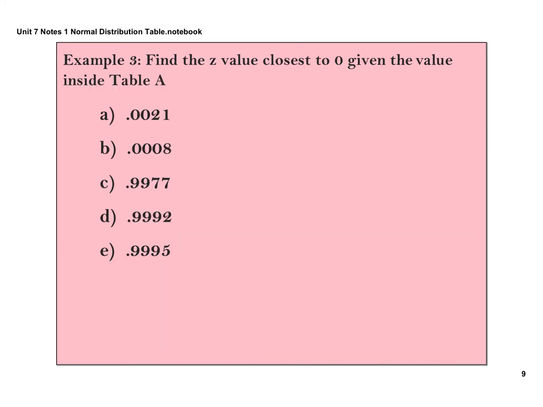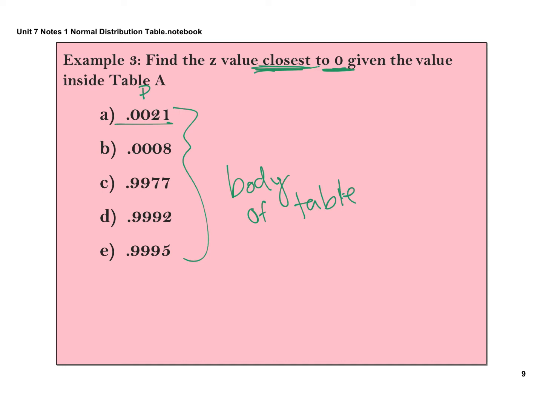Okay, now let's talk about finding something that's closest, because you might not find an exact value within your table. You might have to get a little bit more creative or look at something that's closest to it. So find the value closest to the given value inside table A. So this again is a p-value. I'm looking in the body of the table. And the question is, what z is closest? Okay, that's what you're looking for.